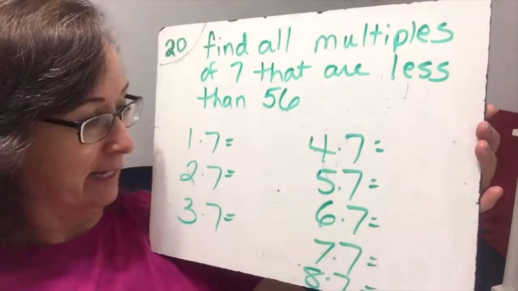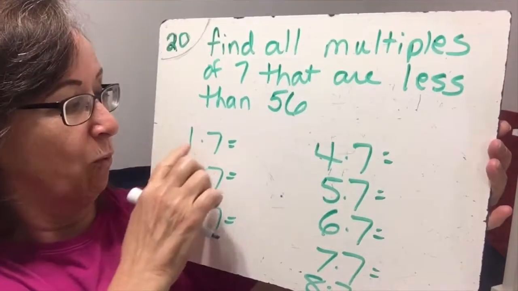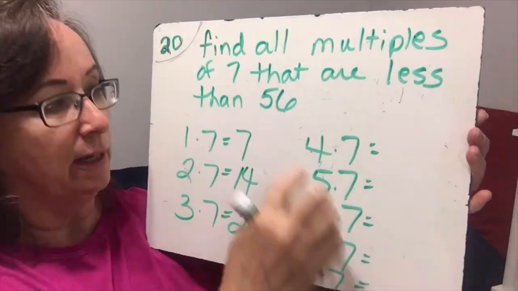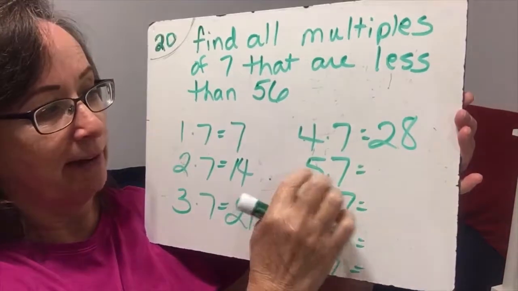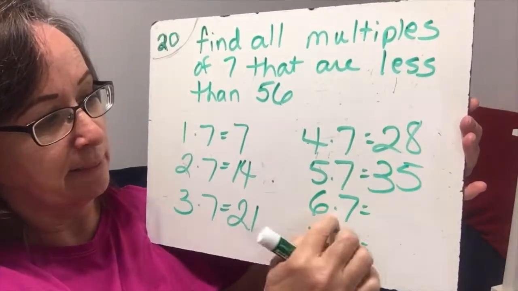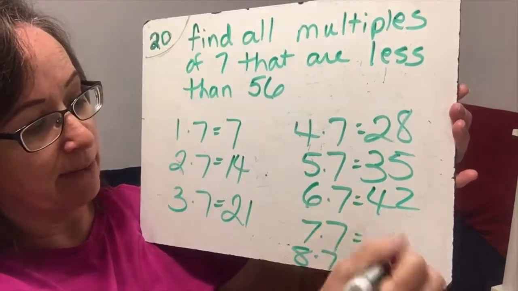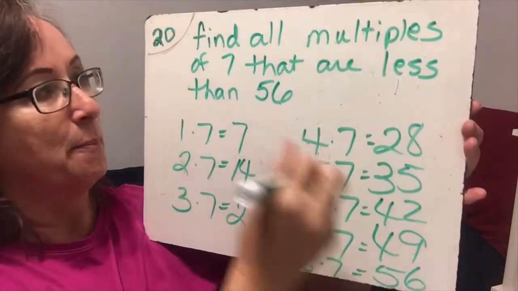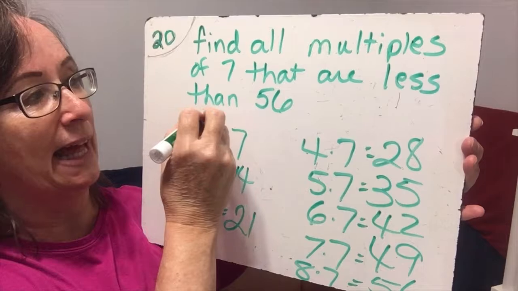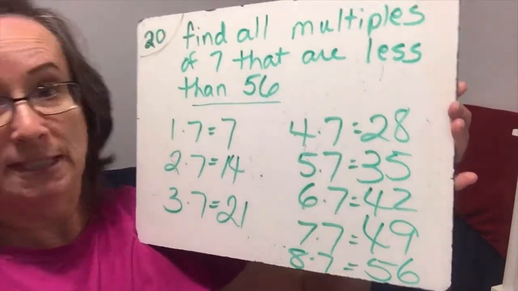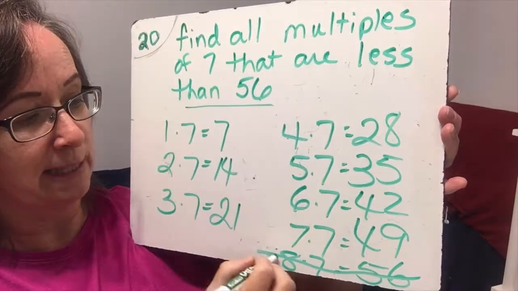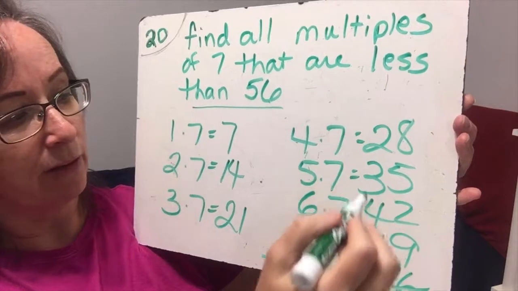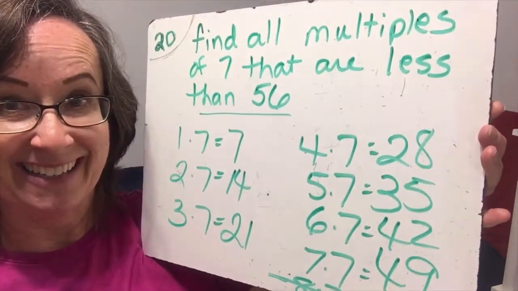Well, I hope you paused your video because now we're going on. 1 times 7 is 7, 2 times 7 is 14, 3 times 7 is 21, 4 times 7 is 28, 5 times 7 is 35, 6 times 7 is 42, 7 times 7 is 49, 8 times 7 is 56, but they wanted the multiples that are less than 56. So 56 is not less than 56, so we will have to cross that one off. And our answer will be 7, 14, 21, 28, 35, 42, and 49.